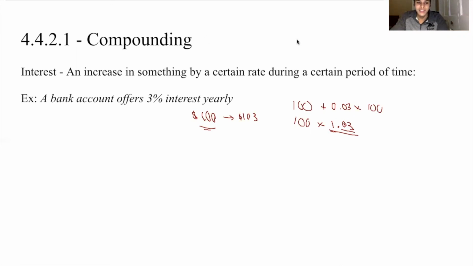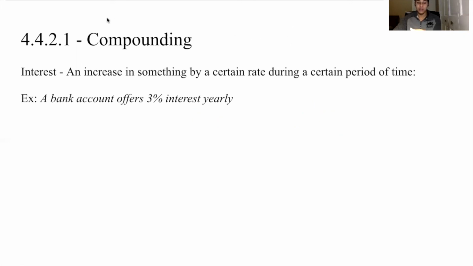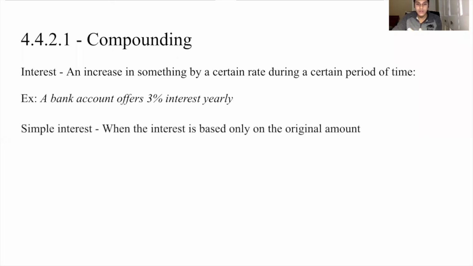All right, so let's get into the two types of interest, because you might have noticed that I was being a little bit ambiguous about what happens if you have interest for multiple years. And that's because there are actually two different ways for that. So the first is called simple interest. So simple interest is the one that you're going to see less in questions. It's also the easier one. It's when the interest is based only on the original amount.